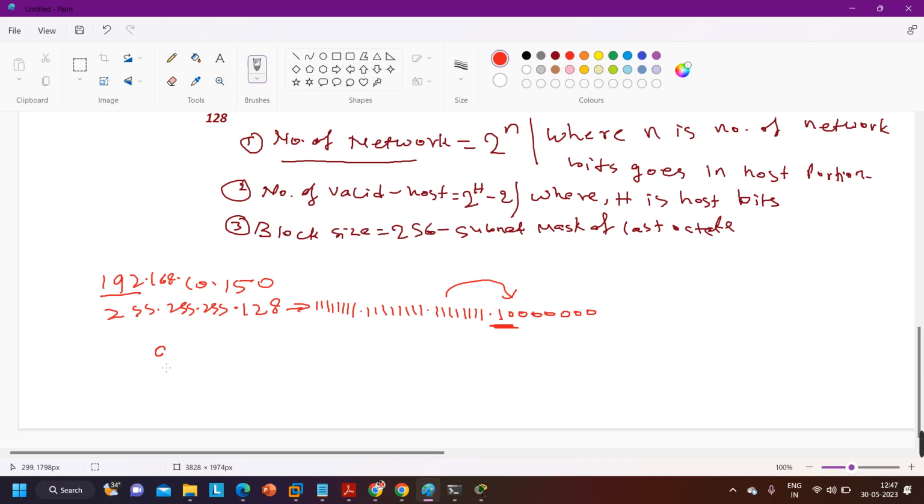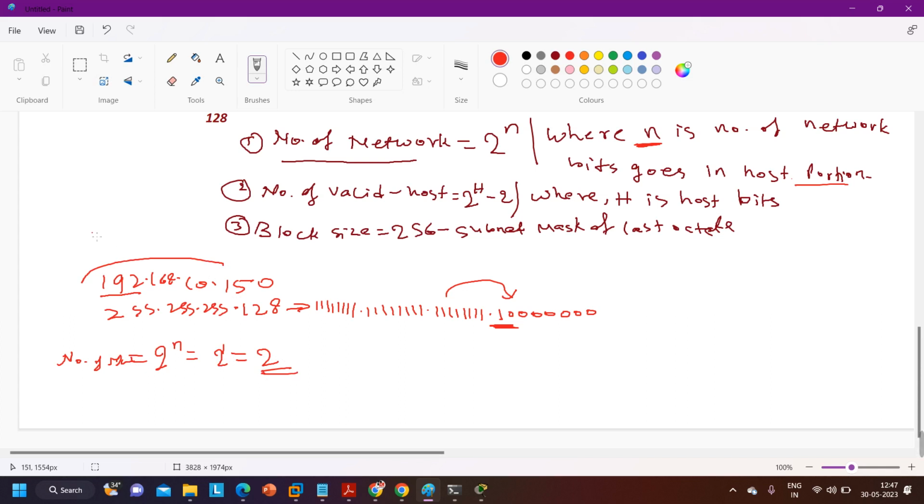So how many networks will form here? 2 to the power n, and what is the value of n? n is the number of network bits that go into the host portion. So 1 bit goes, right? So 2 to the power n. That means the number of networks will be 2. Done. We have divided this network into 2 parts now.